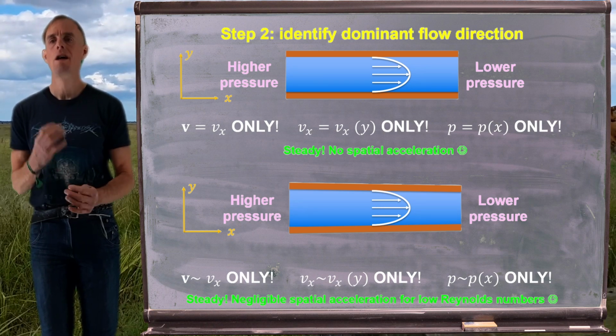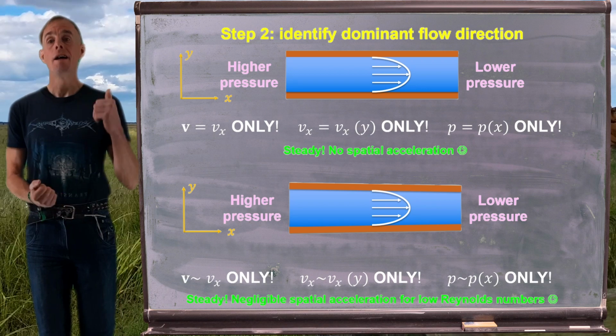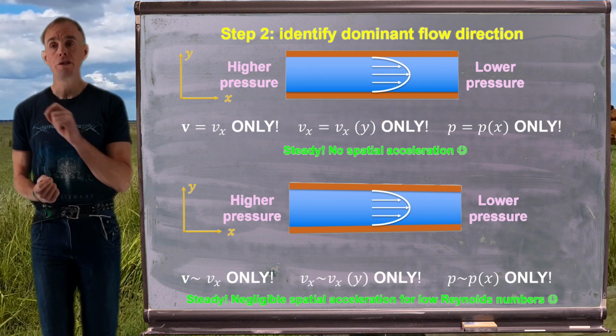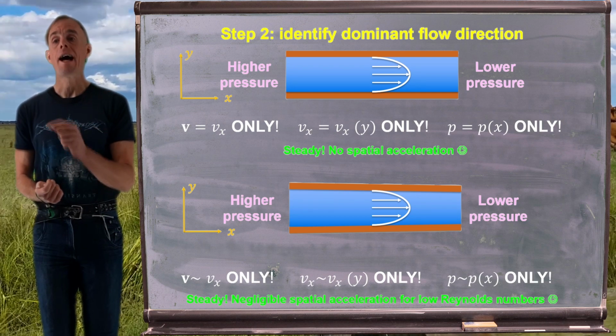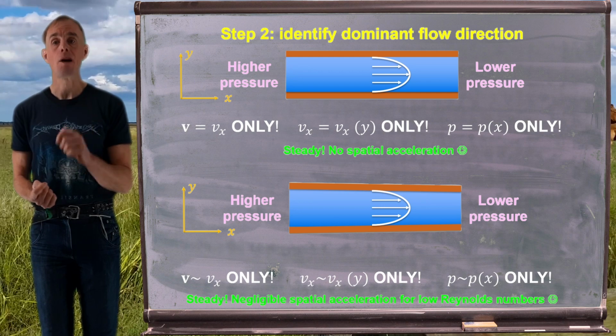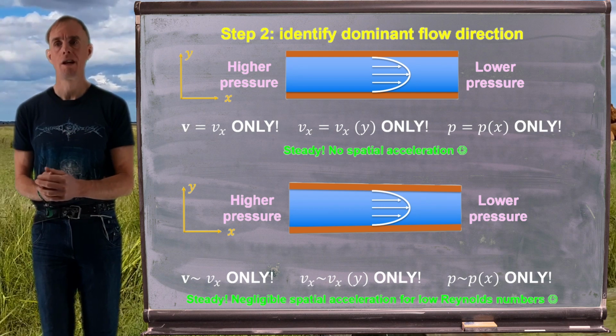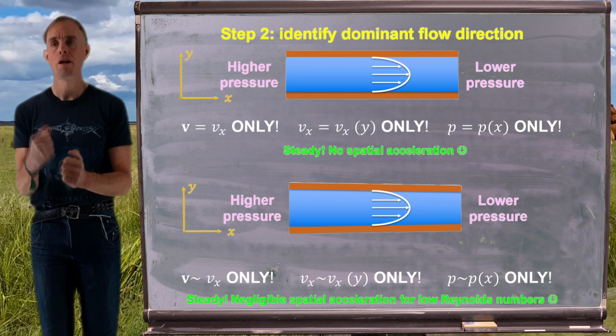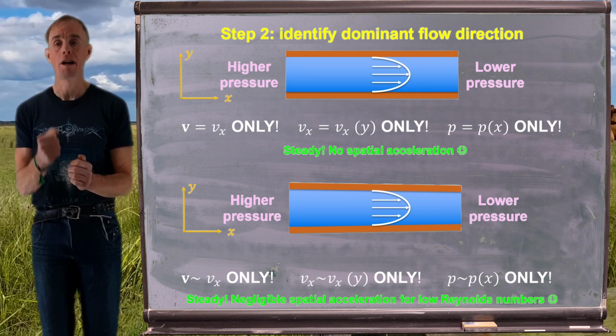So step 2, identify a dominant flow direction, draw yourself a diagram, and write out how the velocity changes with a coordinate, and write out which velocity that you've got, and how pressure changes with a coordinate. And we're aiming to get just one velocity component changing in one direction, and just one pressure component.